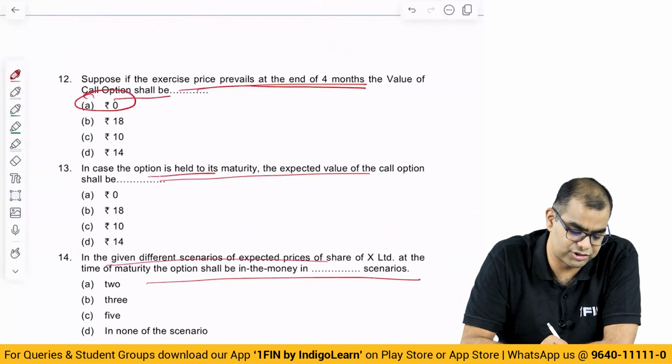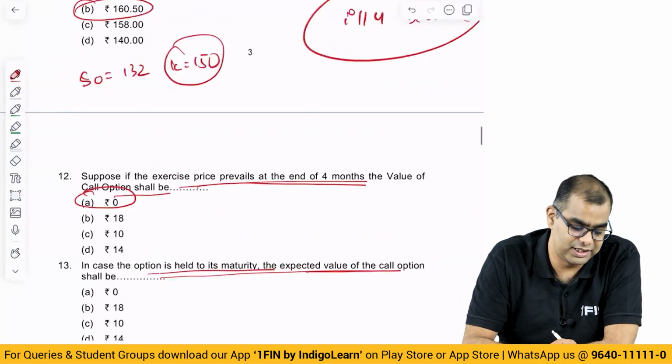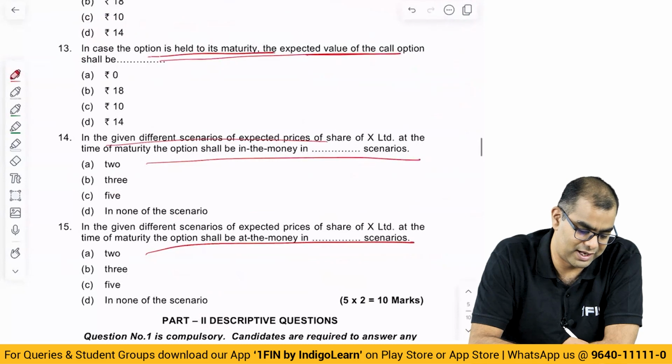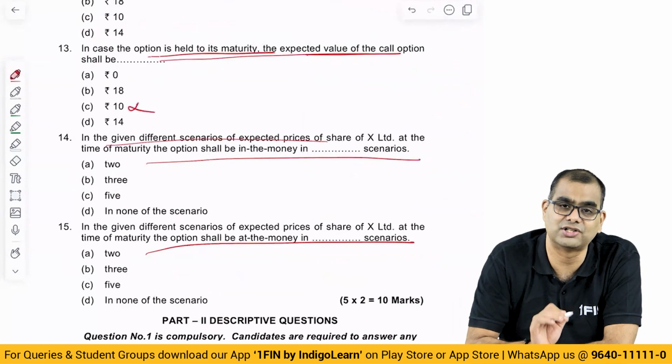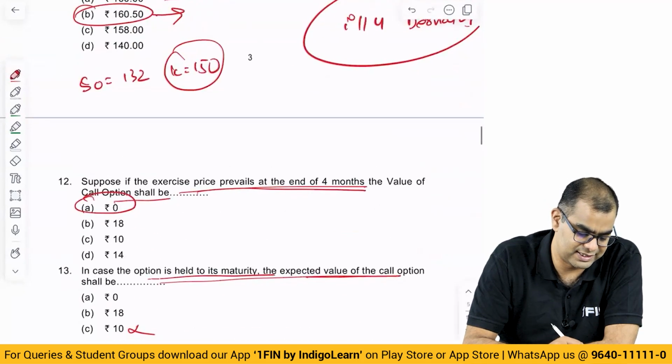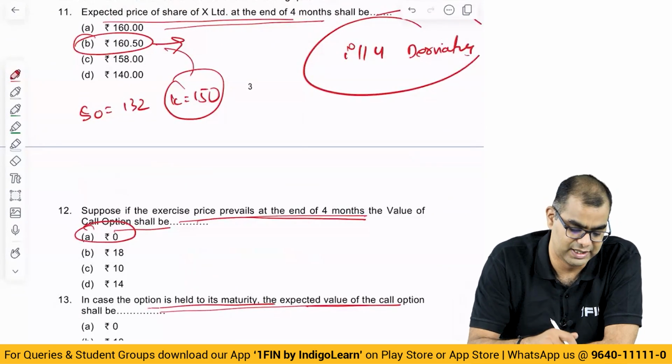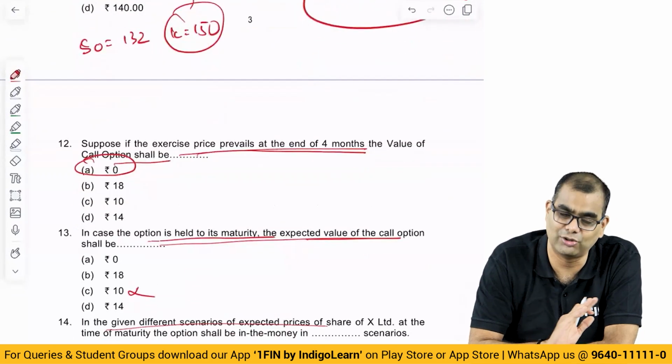In case the option is held to maturity, the expected value of the call option. Please do not do it using this 160.5. A lot of people will go and mark this as the answer. This is wrong. That is not the answer. We will find out why I said that. They will say 160.5 minus 150, so it is 10.5, near about 10, so let me give 10. No, it is not.